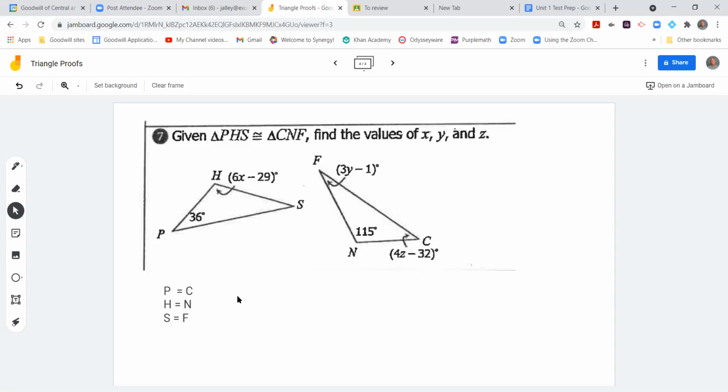I got 6 people out there on the Zoom. Somebody other than Jonathan. Wow. It's 115. Thank you, Audrey.